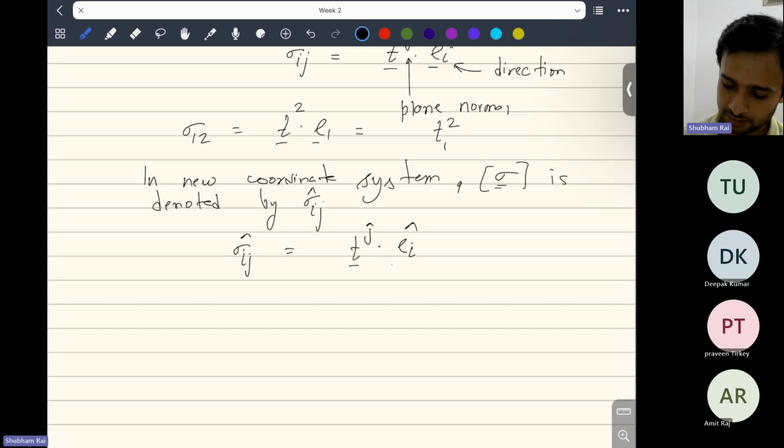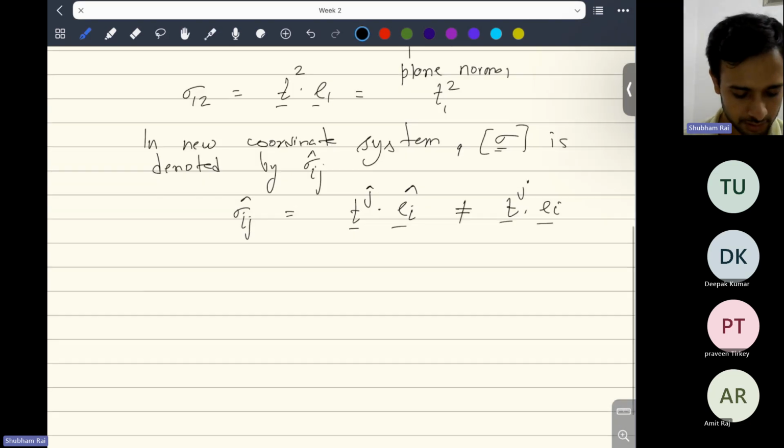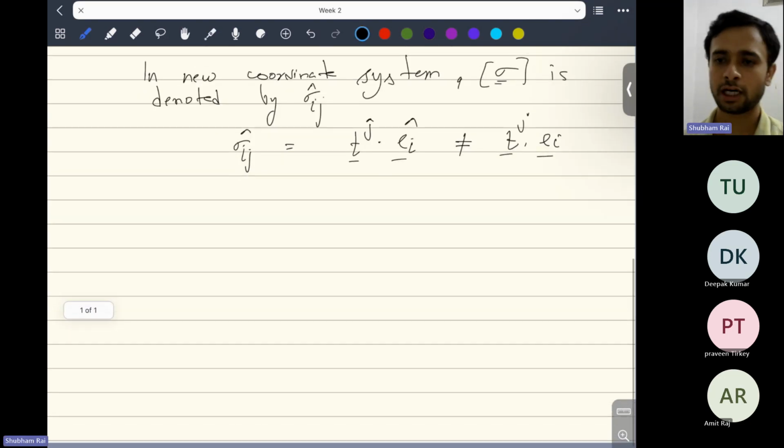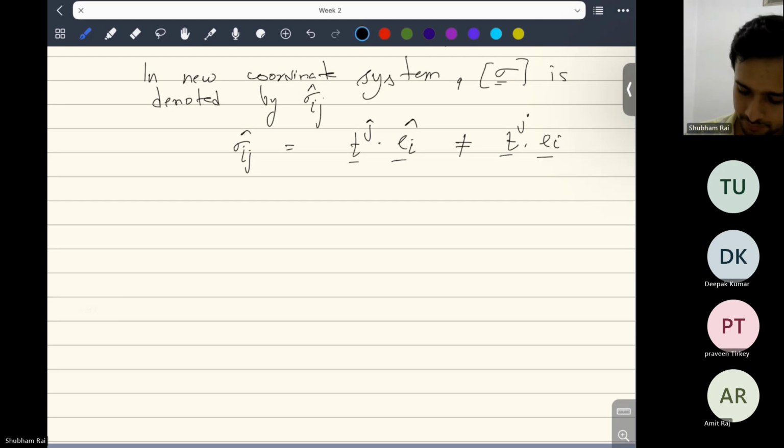And this representation is not equal to this representation, Tj dot ei. They are not equal because the representation is different. Obviously, stress tensor is the same, but its representation is changing from one coordinate system to another coordinate system, right? And I'm just going to write the relationship between sigma ij hat and sigma ij. So let me write. These things you would have studied in the class, but I'm just recapitulating them.